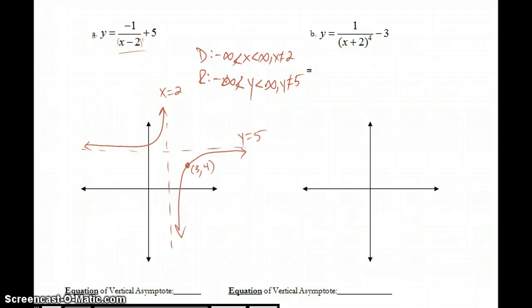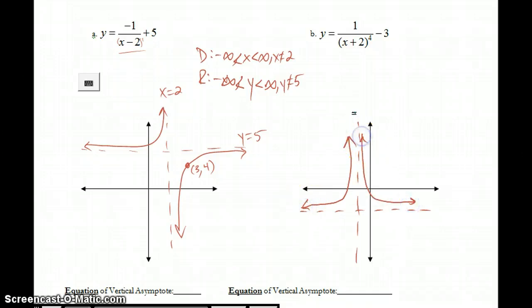Our second graph, we shift left 2, down 3. We have an even exponent and a positive coefficient, so the graphs will go together and point up. This one shifted left 2 to negative 2, down 3 to negative 3, and this point here will be 1 to the right of negative 2, negative 1, 1 above negative 3 at negative 2.